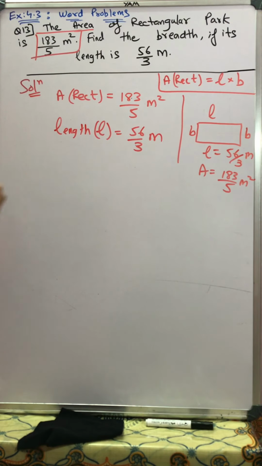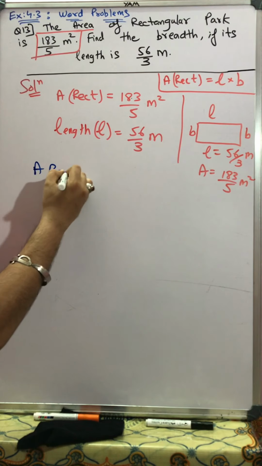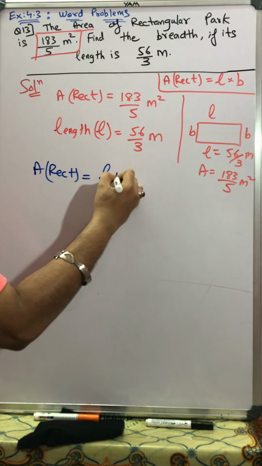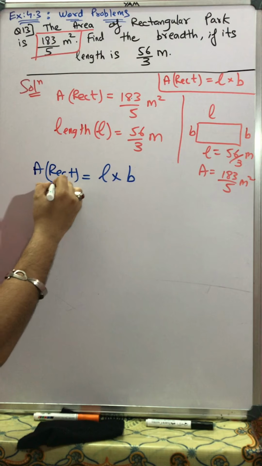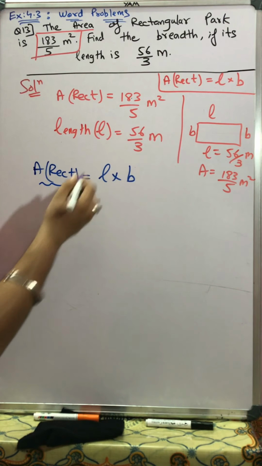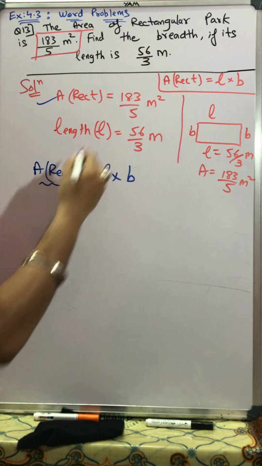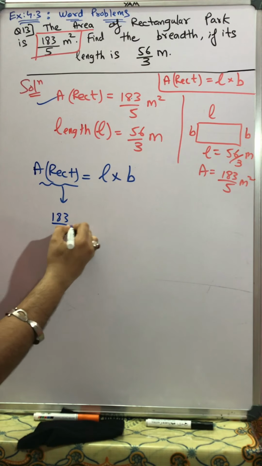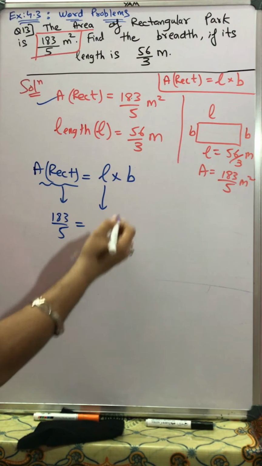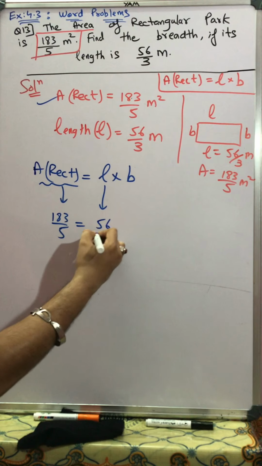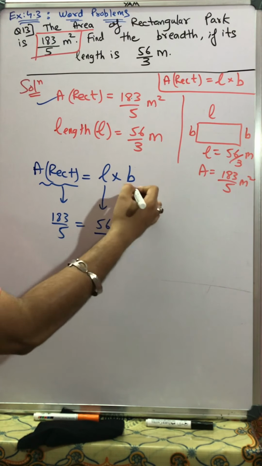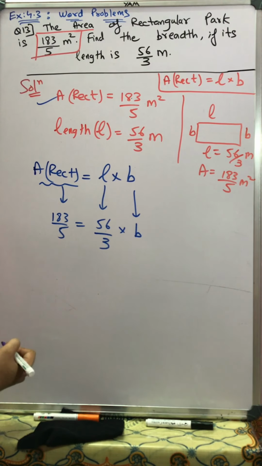Now I'll start with the actual part. I'll just use the formula. Area of a rectangle is what? Length multiplied by breadth. Students, do I know the value of this area of rectangle? Yes, it's here, 183 upon 5. 183 upon 5 is equal to, in place of length, what can I put? It's 56 upon 3, multiplied by B, which will remain B as it is, the breadth.